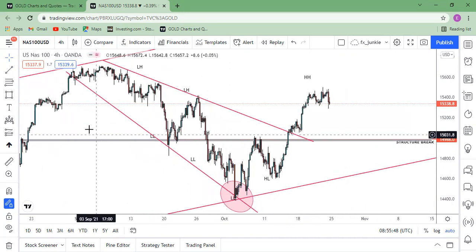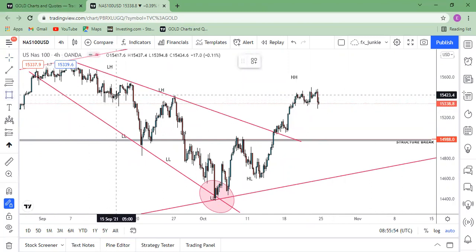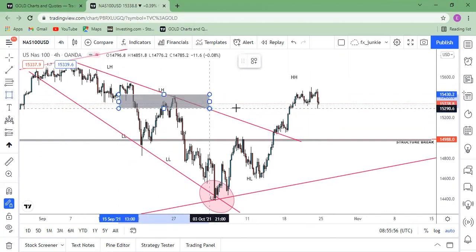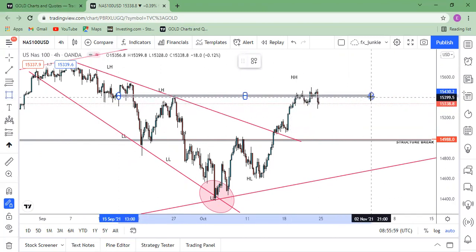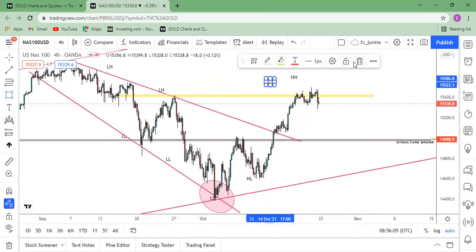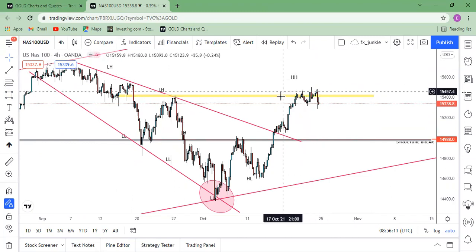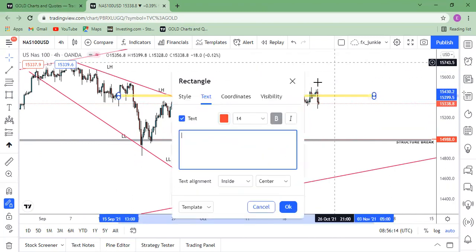So what the trend is currently doing, it has been trending up to a certain level of supply zone. So this is a major supply zone. This area right here is a major supply zone. We did not break it fully. I'll make it yellow. I'm gonna call it supply zone.